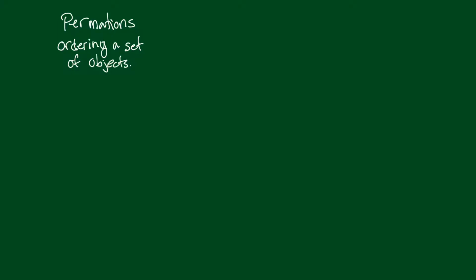This is section 5.4, and what we're going to do is talk about permutations. Now, permutation means arrangement. What we're going to do is take a set of objects and put them into a particular order, some or all of those objects.